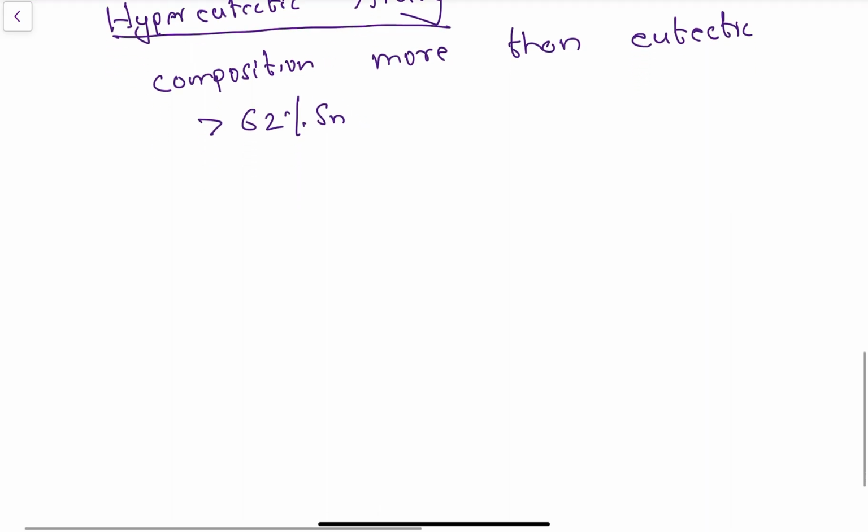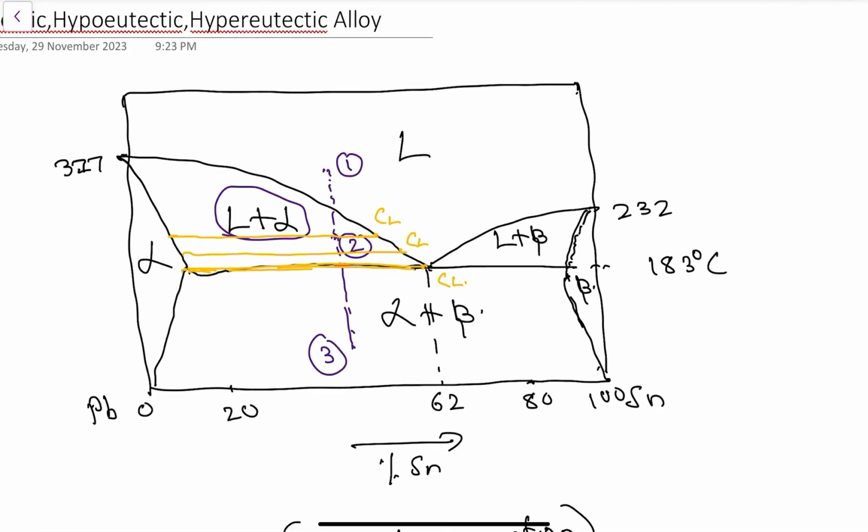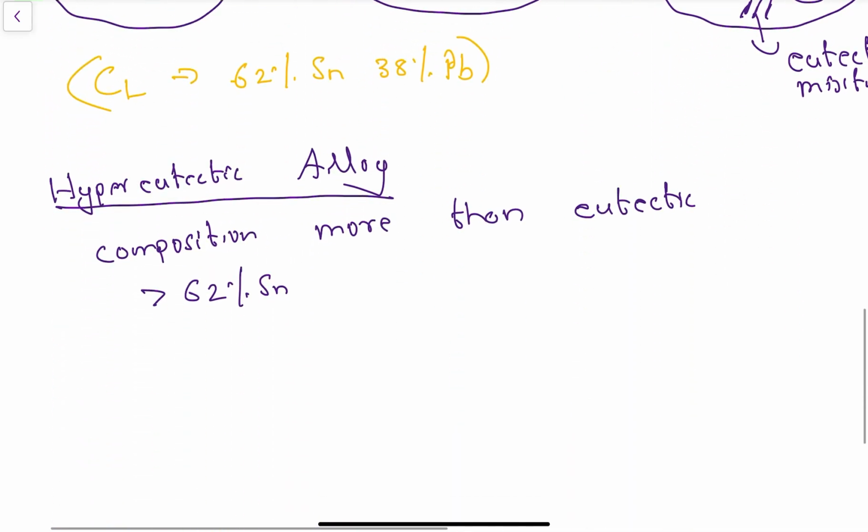Okay, let us try to predict that. So let us draw the line first. Suppose I draw a line like this. Here from 1, here it is 2, and here it is 3. Let us look at the microstructure.